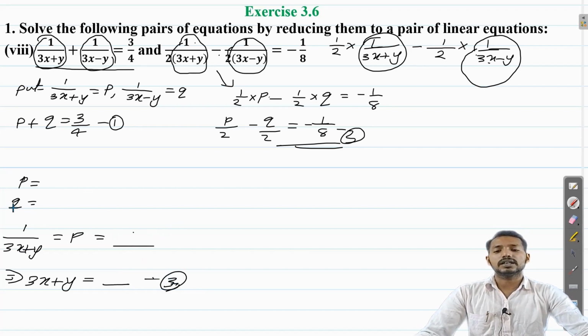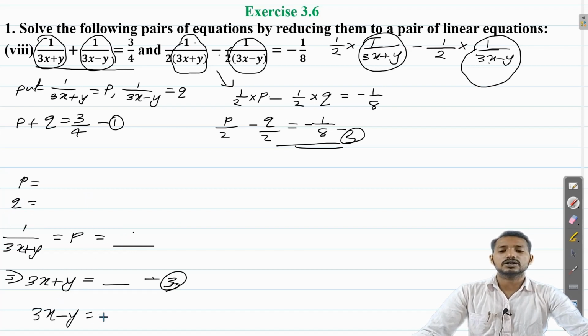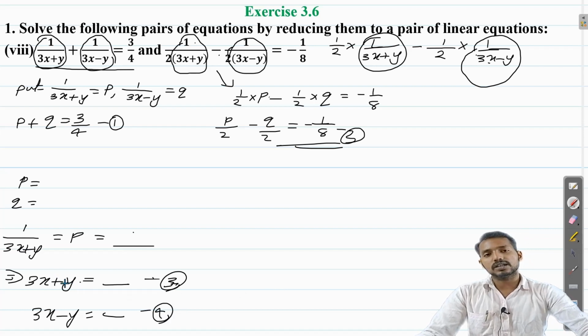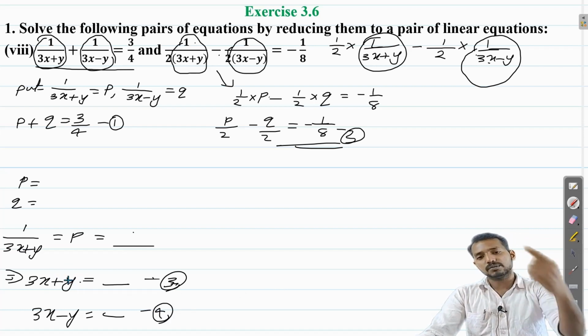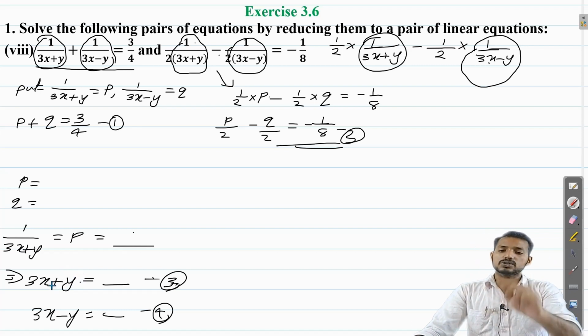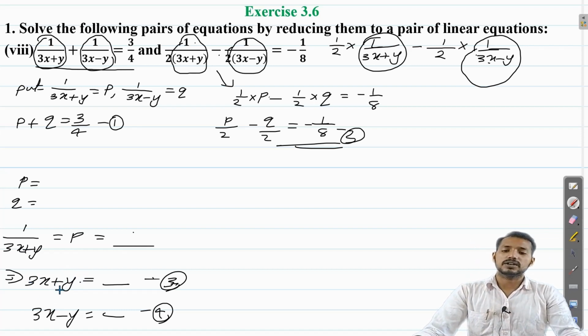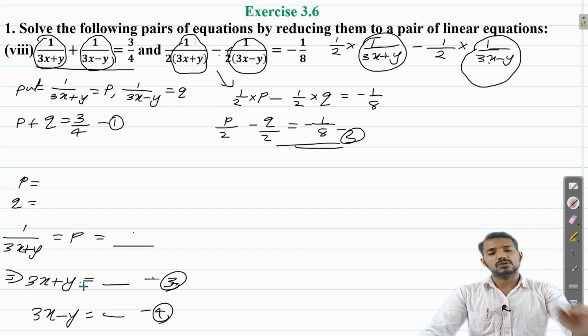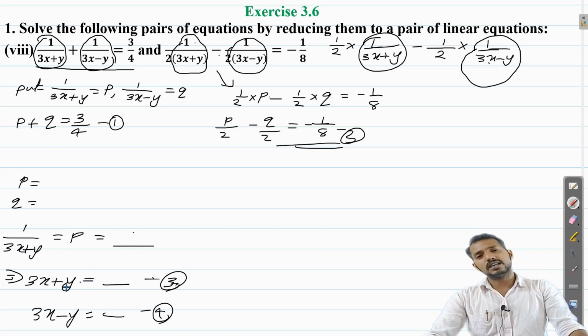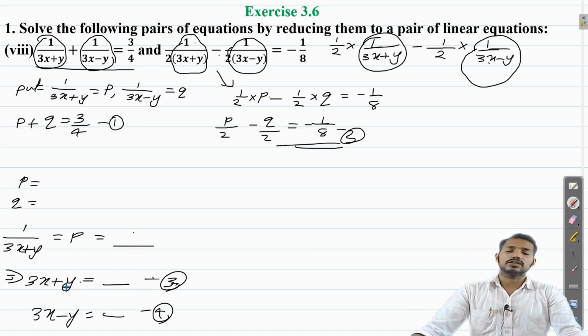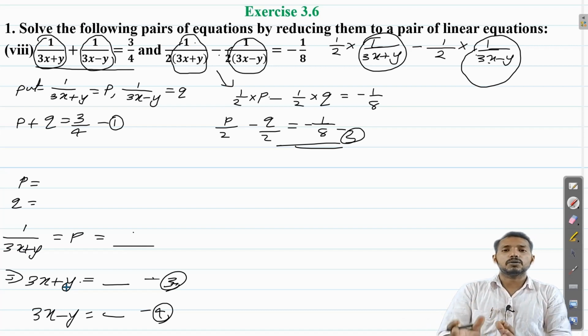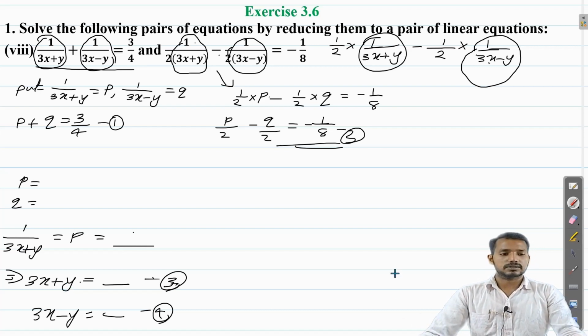Similarly, after getting the value of q, you will resubstitute. You will get 3x minus y is equal to another value, equation number 4. Again, you have to go for the additional step we did in the case of option number 7, to solve this pair of equations, 3x plus y and 3x minus y. You will get the values of x and y. Same as option number 7. Try it yourself. Now I am going to discuss some word problems given in this exercise.